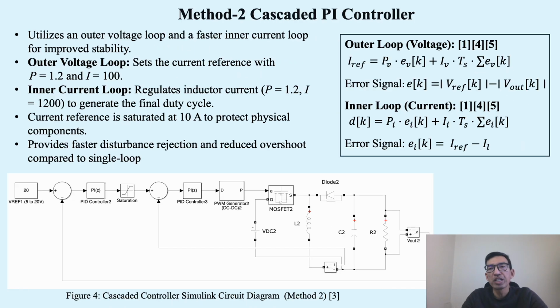Method 2 is the cascaded PI controller. This method uses two loops. The outer voltage loop, P equals 1.2, I equals 100, generates a current reference. This is saturated at 10 amperes for safety. The inner current loop, P equals 1.2, I equals 1200, regulates inductor current and produces the final duty cycle. This structure provides faster disturbance rejection and lower overshoot.